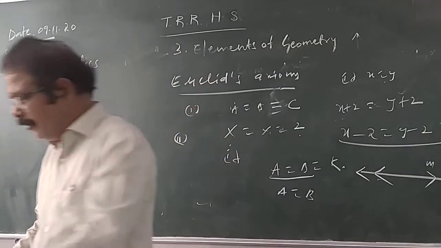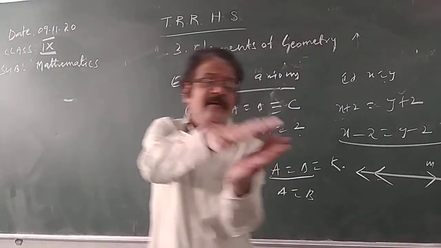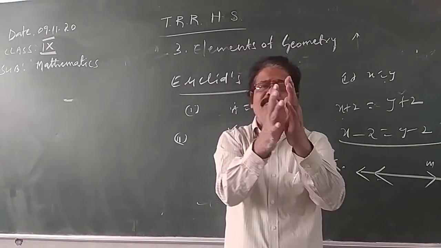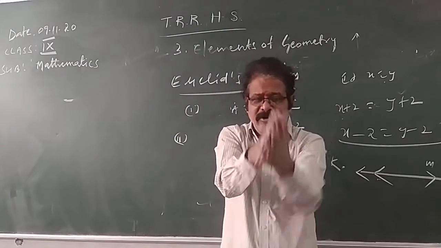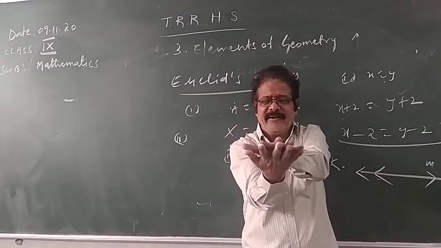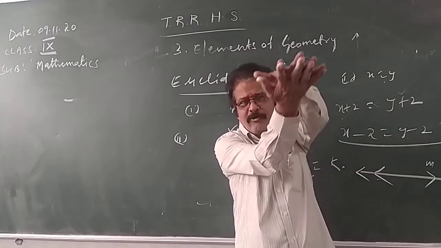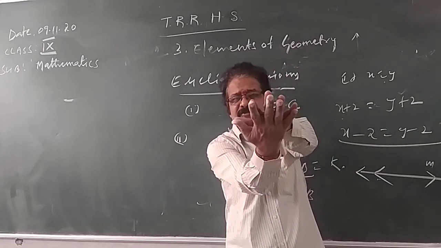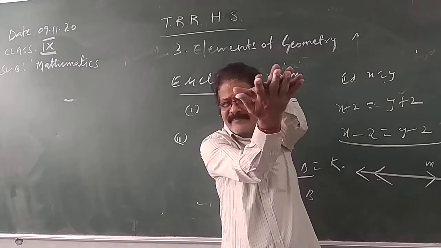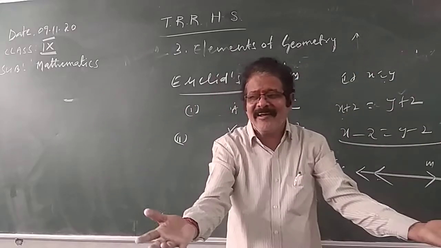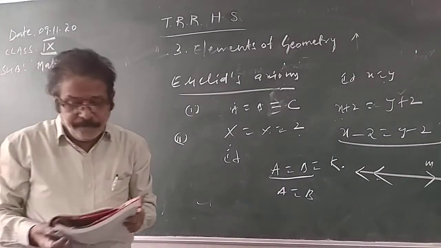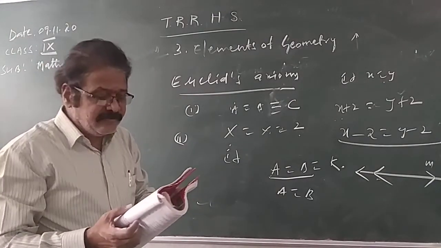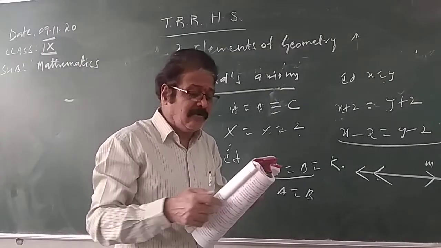For example, the palms are there. Just bring your palms together and close them. When they coincide, one over the other, they exactly occupy the same position. No up-downs, no upside-downs here. Exactly they coincide. Then they are equal. That is the fourth one. Things which coincide with one another are equal to one another.